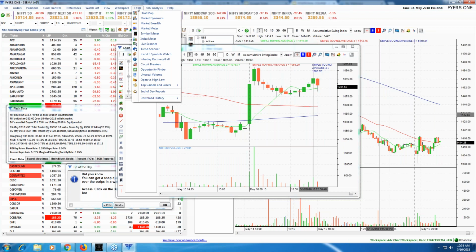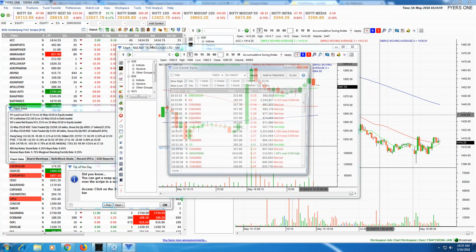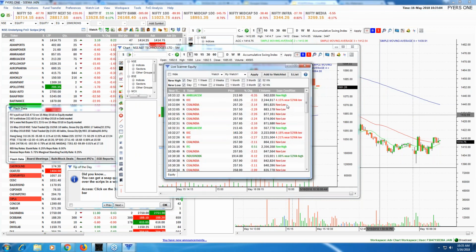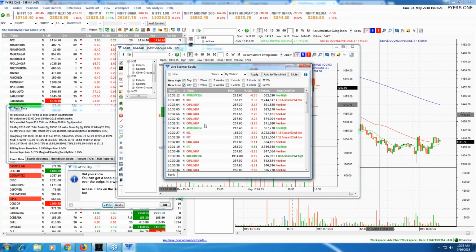You have live scanners also here, right? Which are the stocks making day high, which are making low? You can arrange the data if you want. So scan conditions are given here. Ambuja Cement has made a new high, and Coal India has made a new low of the day, right? IOC is 4.15% near its 52-week low, and so all this data you get here. Ambuja Cement, ITC and IndusInd Bank made new highs, whereas Coal India is making a new low every day, right?